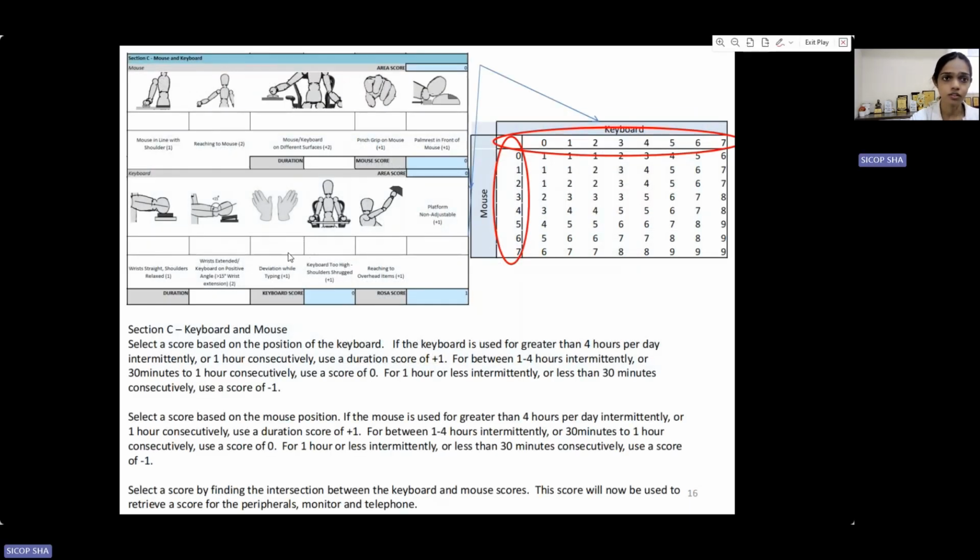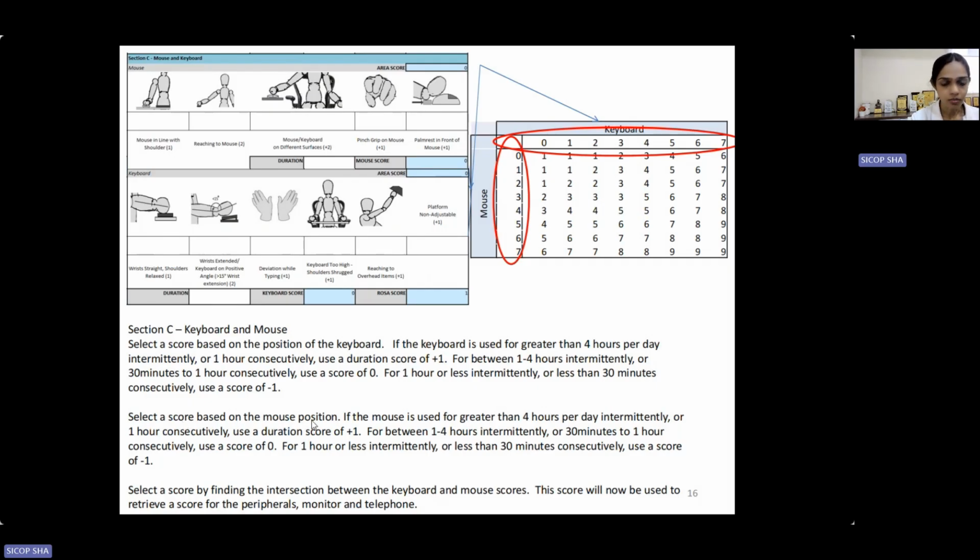Now section C consists of the mouse and the keyboard. So select a score based on the position of the keyboard. If the keyboard is used for greater than 4 hours per day, intermittently, or 1 hour consecutively, use a duration score of +1. For between 1 and 4 hours, or 30 minutes to 1 hour consecutively, use a score of 0. For 1 hour or less intermittently, or less than 30 minutes consecutively, use a score of -1.